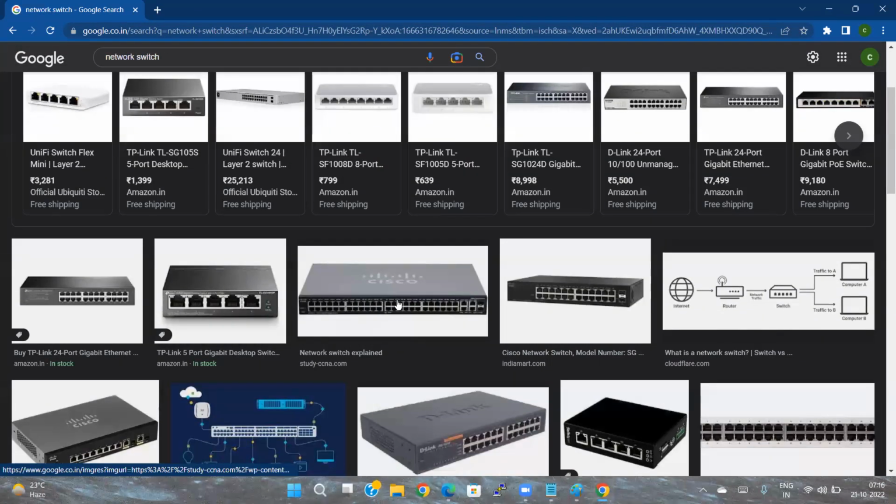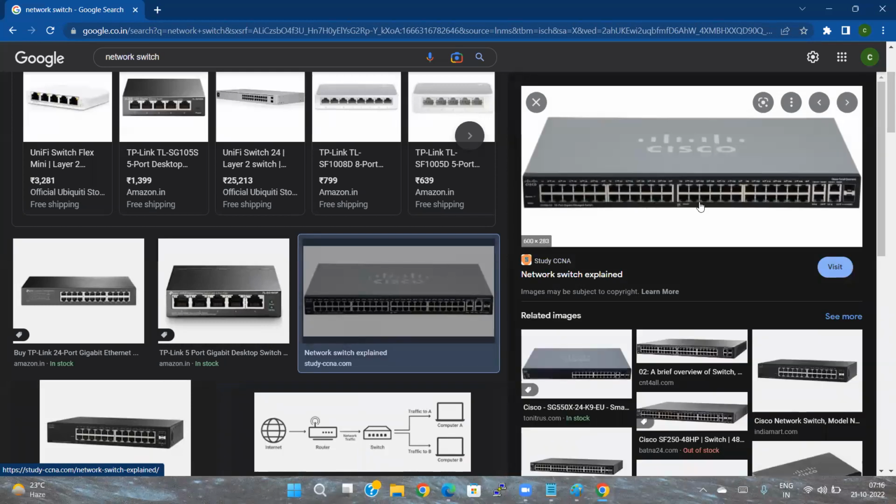So this is a 24 port, and this is a 48 port switch, where you can connect all your computers. So this is how your network switch will be looking like.